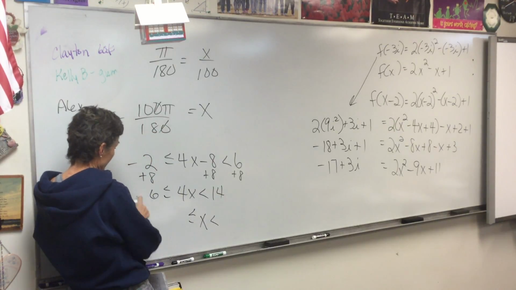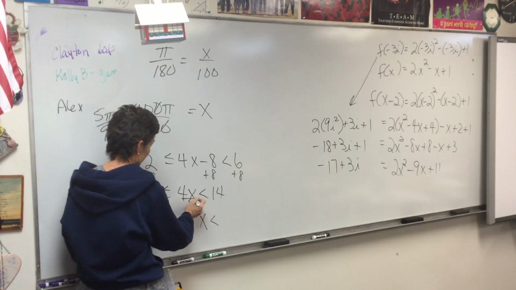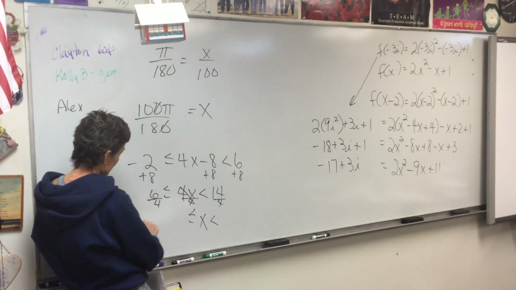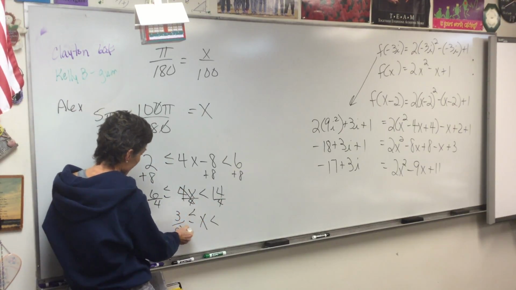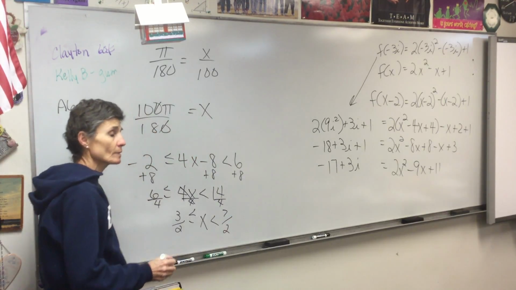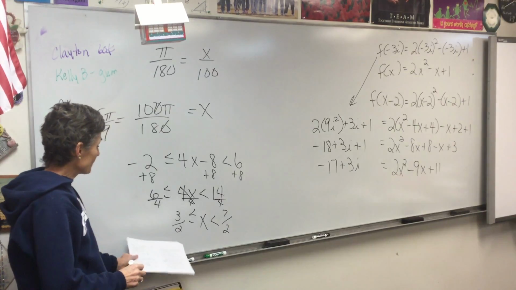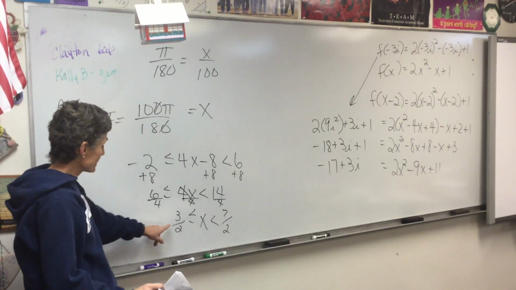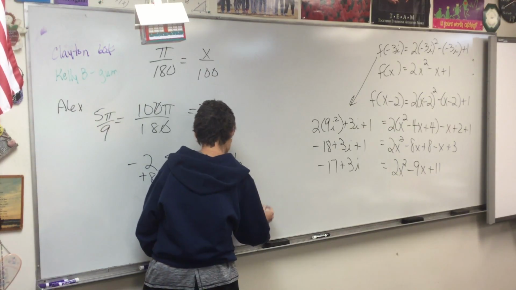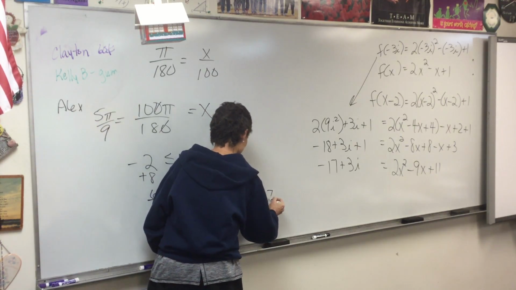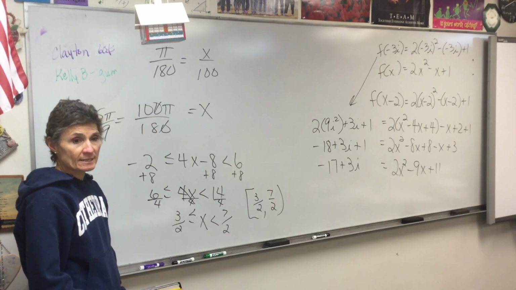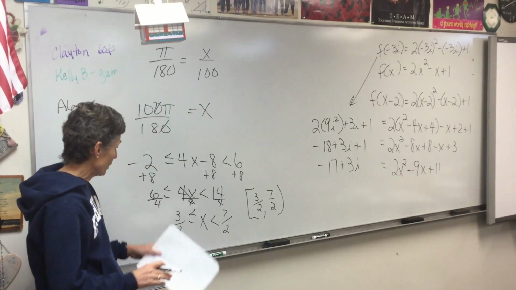And then divide everything by 4. So now we see our x is between 3 halves and 7 halves. You want to be on the lookout if that's a multiple choice question. The answer may look like that, but it might also look like this, right? Because that's another way of writing inequalities.